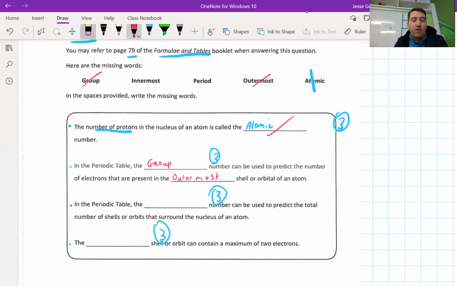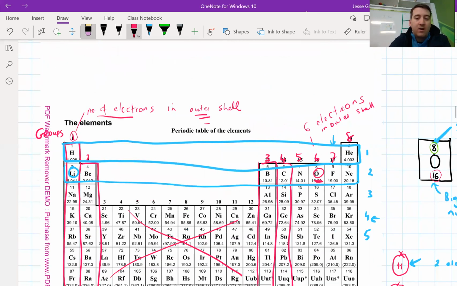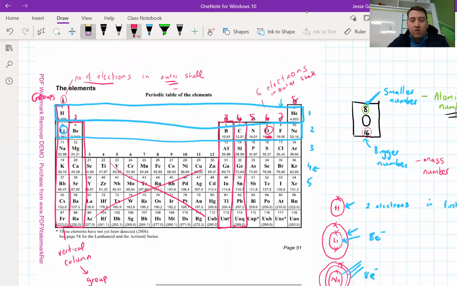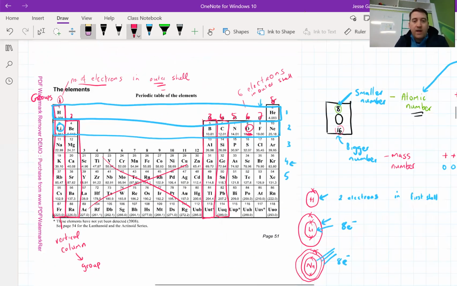Okay, so it says here in the periodic table, the something number can be used to predict the total number of shells or orbits that surround the nucleus of an atom. We go back over here, that's what we said was going on here. So we counted the shells of electrons. We said this here has 1 shell. This element here had 2 shells. And this element here had 3 shells at the bottom.